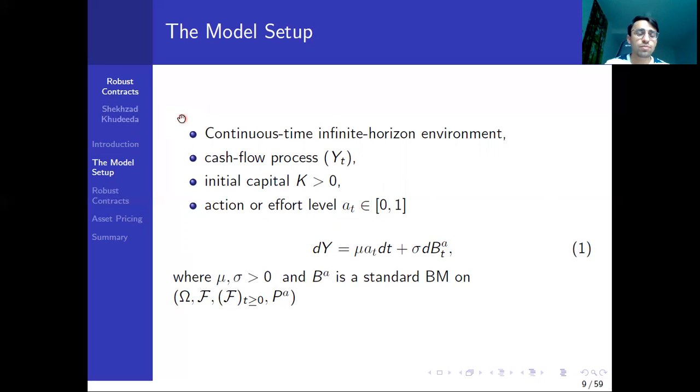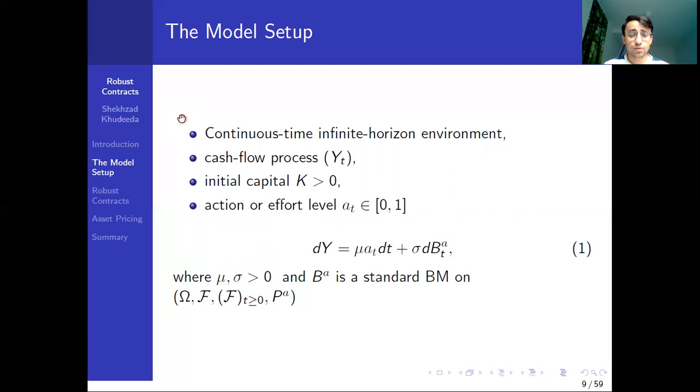So the principal will provide the project an initial capital K, which is a non-negative amount, and the agent can affect the project by action or effort level a_t, where a_t belongs to the compact interval [0, 1]. And dY_t is the cash flow.